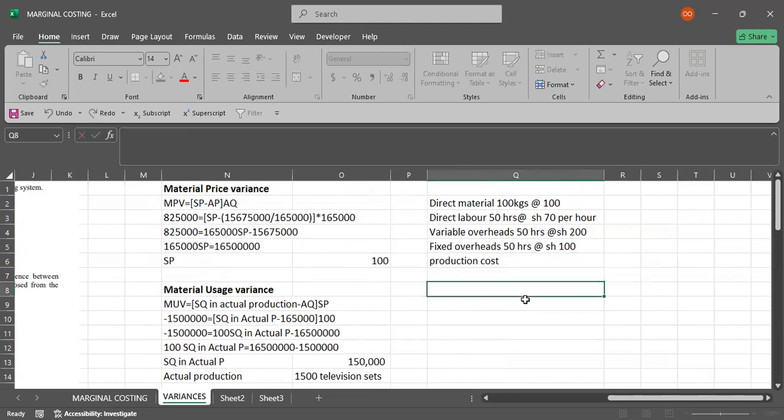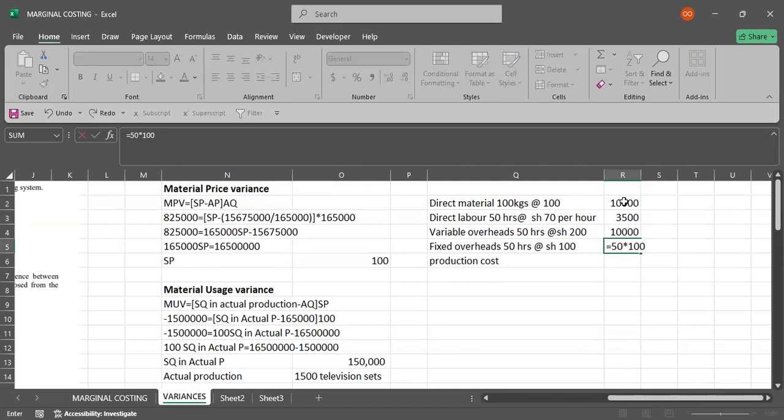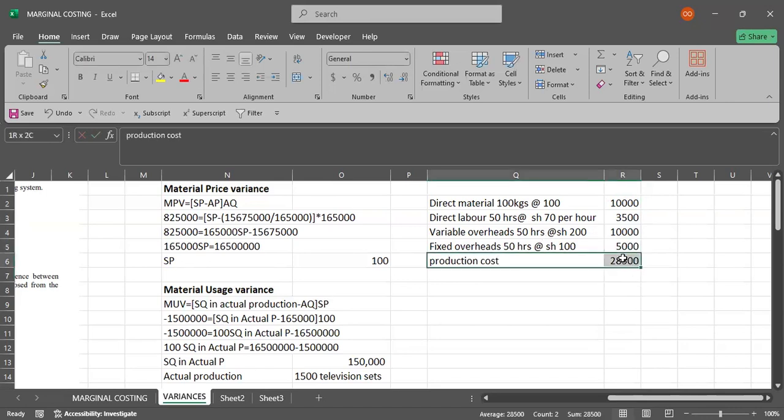So with that, we should be able to get what we call production cost. This part is equal to 100, we multiply by 100. Then this one is equal to 50, we multiply by 70. Then this one is equal to 50, we multiply by 200. Then this one here is equal to 50, we multiply by 100. Then we get the summation, so we add everything there. So that is the standard production cost.